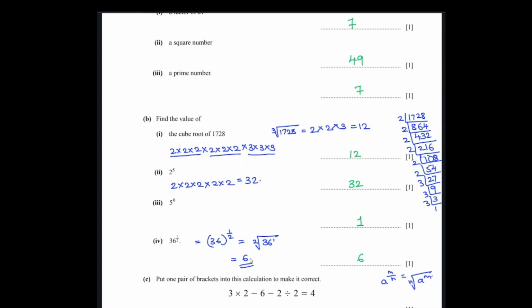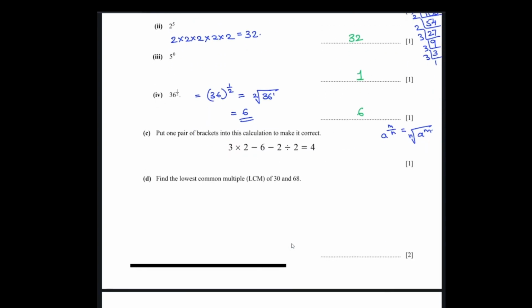Question B is done. Question C now. Put one pair of brackets into this calculation to make it correct. Here you have to try all the options where you can put brackets and do the calculation. If I take this as bracket 6, and do 6 minus 6, it's 0. 0 minus 2 is minus 2, and minus 2 divided by 2 will be minus 1, not 4. So the bracket here should be these two.